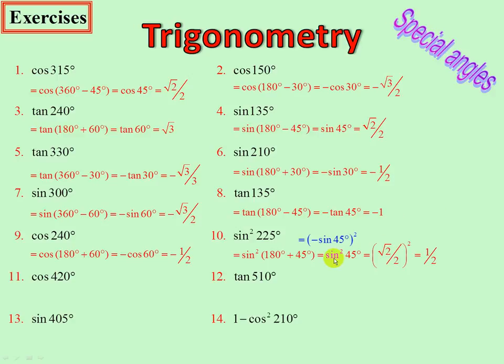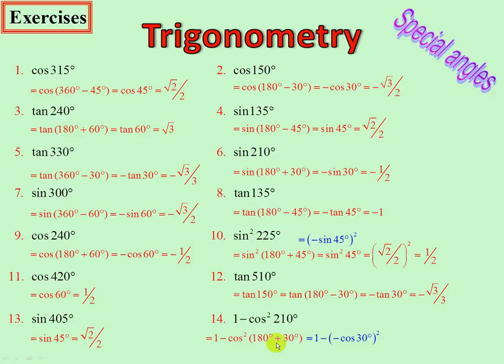Notice I can go straight from there to there. I've shown that there, but I can actually say, well, sine squared is always going to be plus, so I don't need to write that in. Here's another case. Notice that cos squared of 180 plus 30 is negative cos 30, all squared.